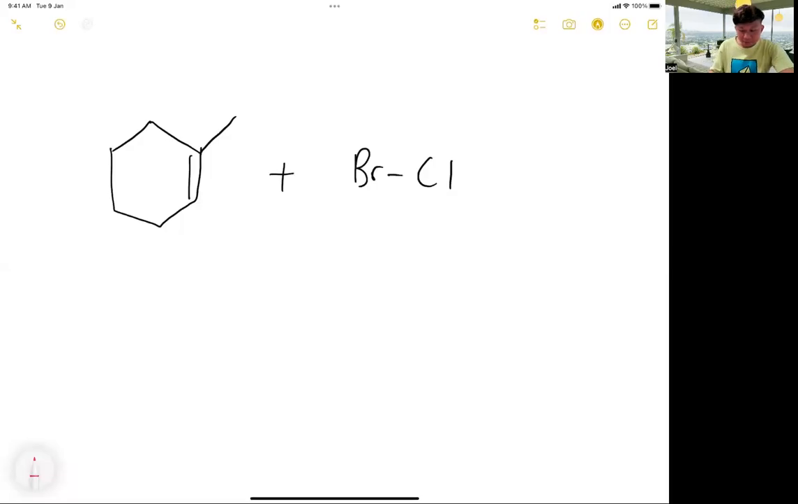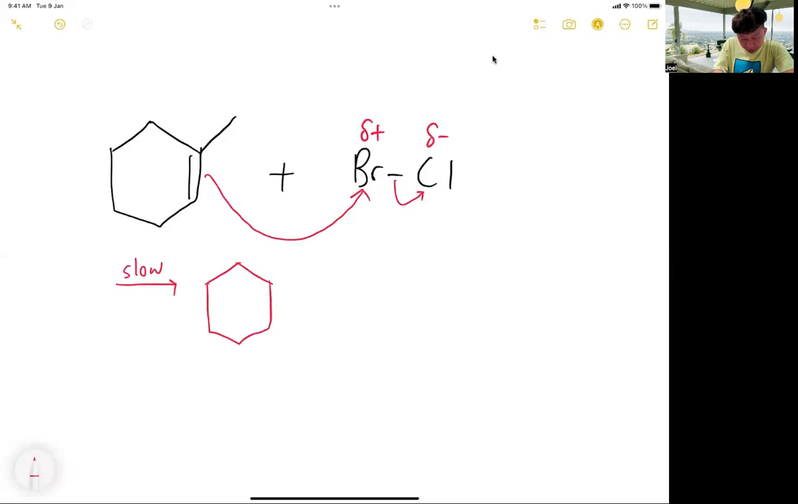Now, okay, so first of all, this is a delta plus, and this one is a delta minus. So the rich attack the poor, and then this one will break off naturally. Then this one will give you the slow step, and very quickly, the double bond will break. The first guy that enters the alkene, who is the first guy that enters the alkene?